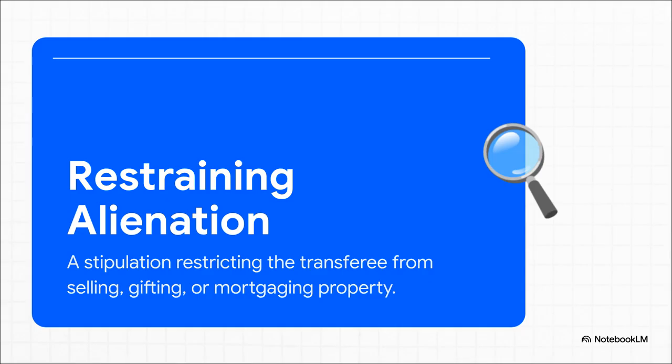So let's dissect this legal terminology. A stipulation is simply a condition attached to the transfer. Alienation just means transferring ownership rights to another person. So if someone transfers property but adds a rule saying the new owner cannot sell it, gift it, or mortgage it, well, that is a condition restraining alienation. And you must remember, any restriction on this fundamental right is strictly examined under Section 10.